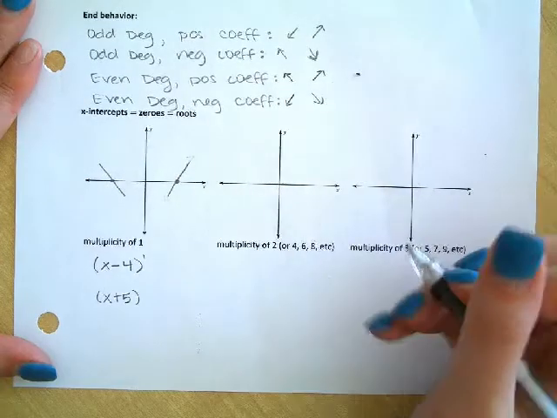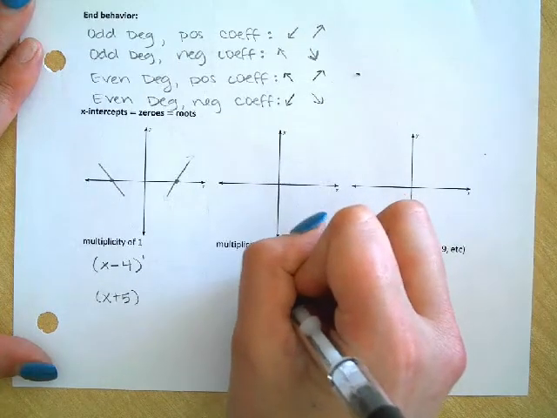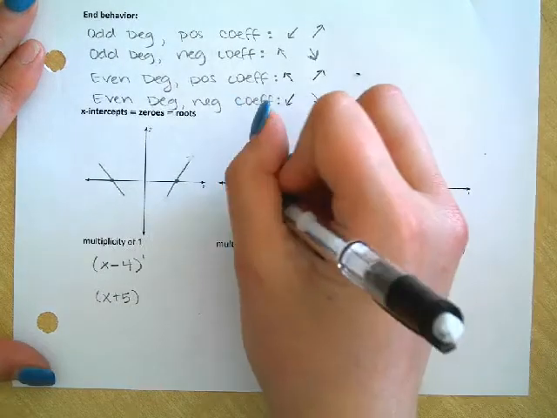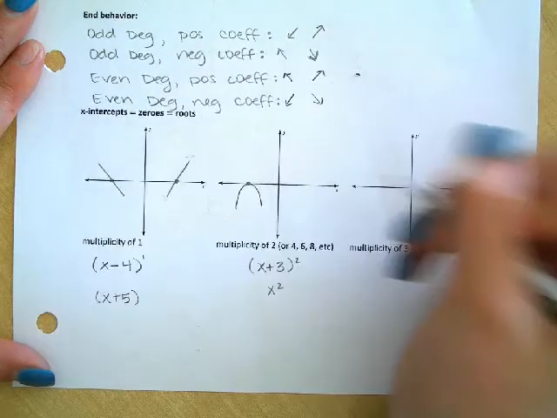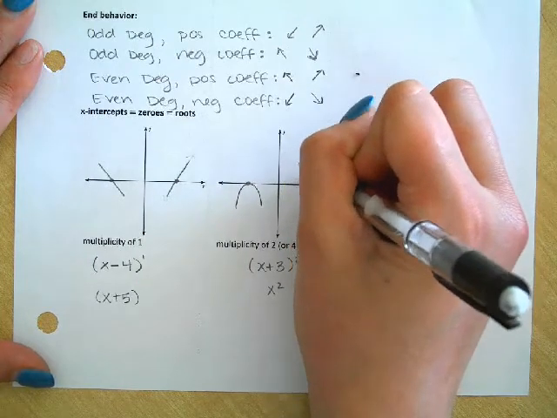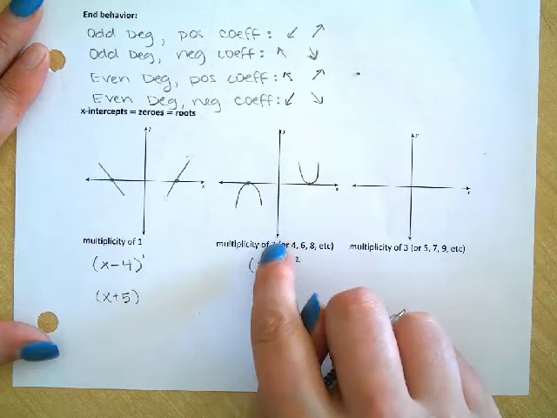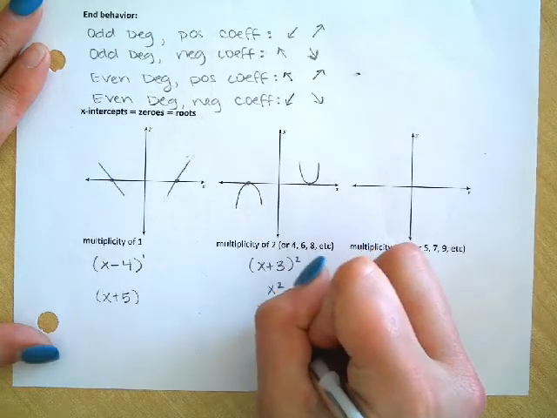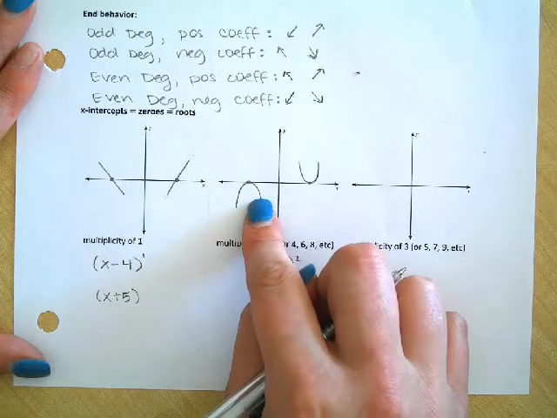So either or. A multiplicity of 2 or 4 or 6 or 8 would be like x plus 3 to the second power or x squared. That's what they would look like. And we have 2 options here. It could be a parabola that's coming up underneath the x-axis, or it could be a parabola that's coming from above. And so what a lot of people say is that a multiplicity of 2 or a multiplicity of 4, we could say x minus 7 to the 4th here, that these bounce. They bounce off the x-axis, they don't go through, right?